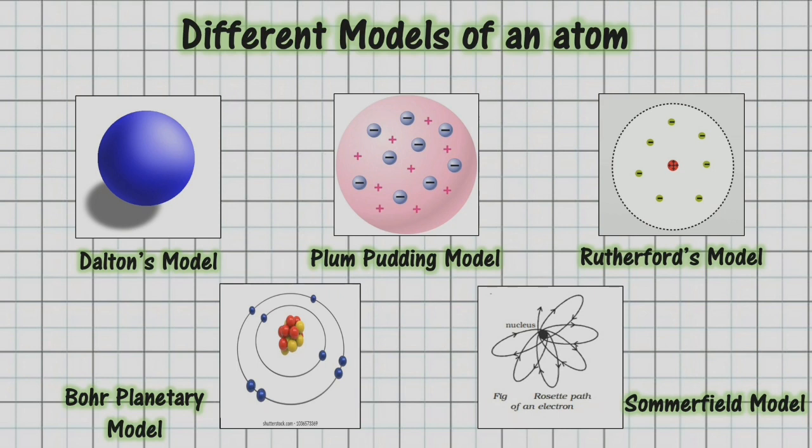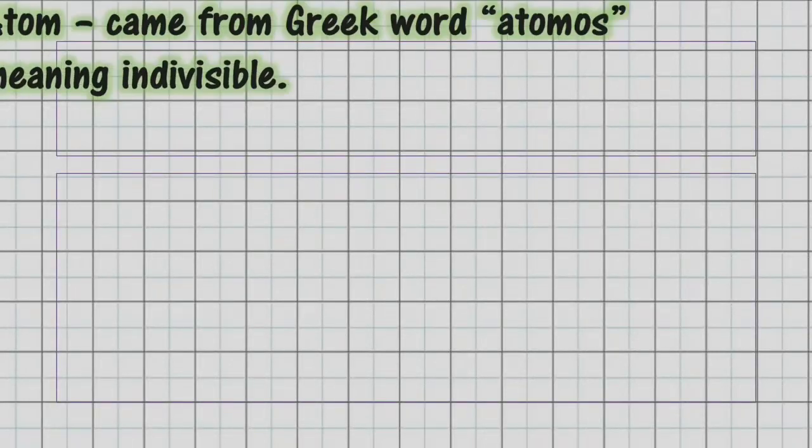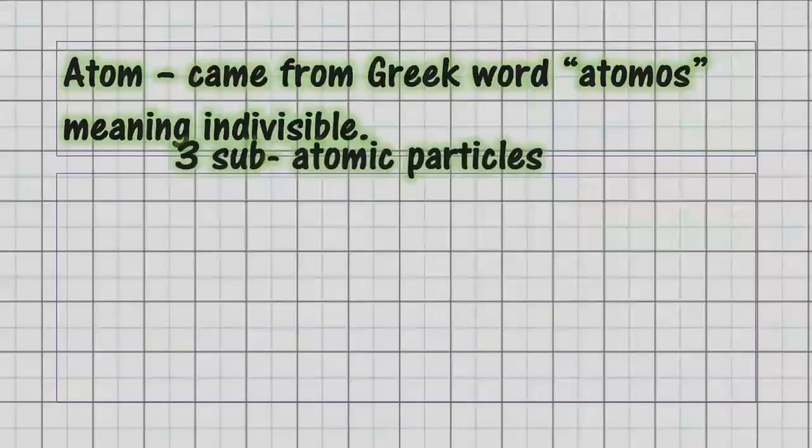Since the atom was discovered by different scientists, different models of an atom were also formulated. The first one is Dalton's model. Plum pudding model, discovered by Joseph John Thomson. Rutherford's model by Ernest Rutherford. Bohr planetary model, discovered by Niels Bohr. And Sommerfeld model, discovered by Arnold Sommerfeld. So atom came from the Greek word atomos, meaning indivisible or uncuttable.